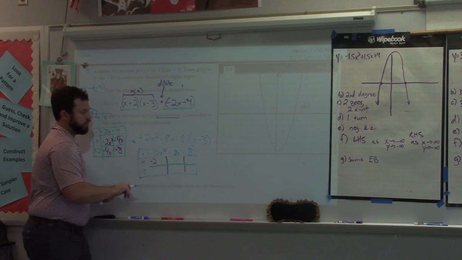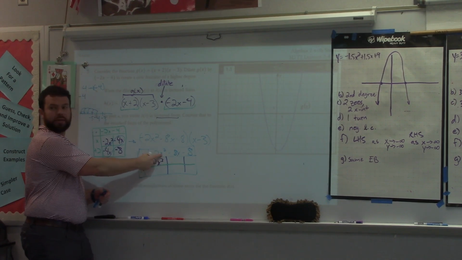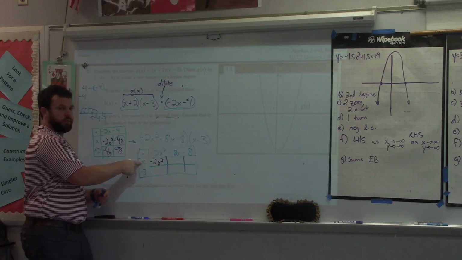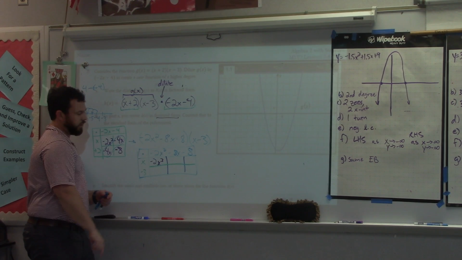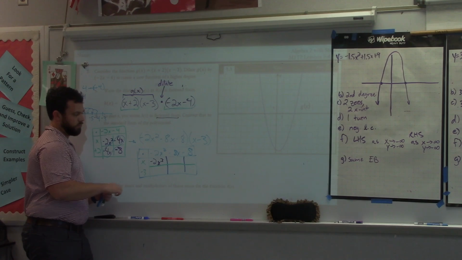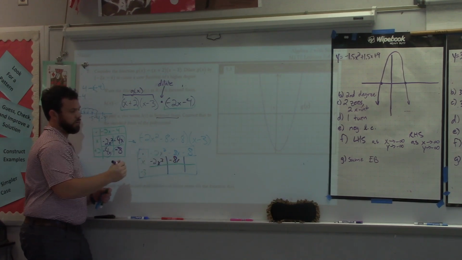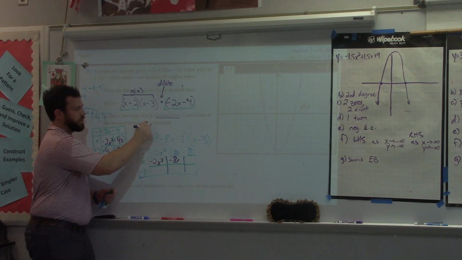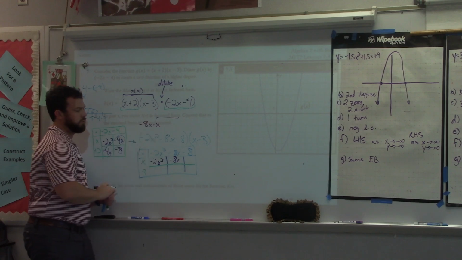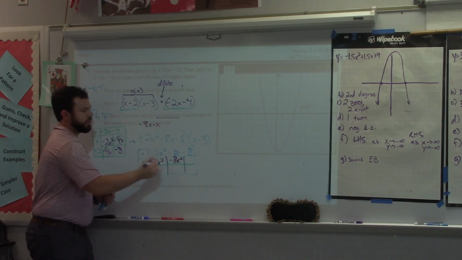Negative 2x cubed. Remember I have how many x's being multiplied? 2, and I'm multiplying by 1 more for a total of 3. Okay. Then what? I say you said negative 8x times x, right? Negative 8x squared. Right? Multiplying 2 x's.